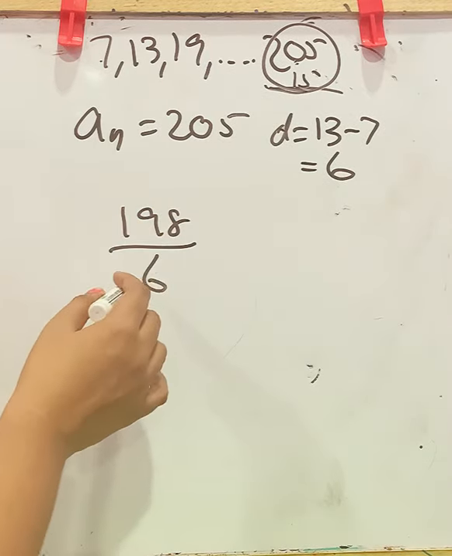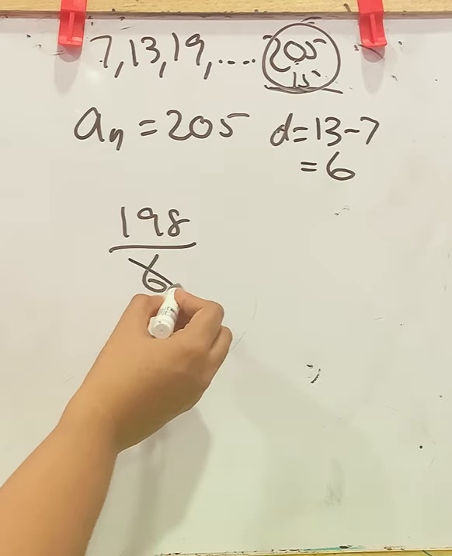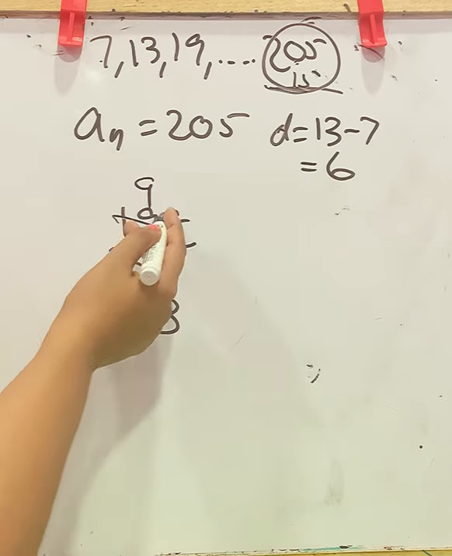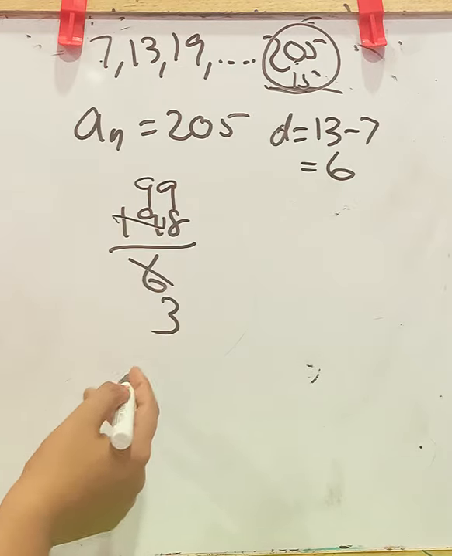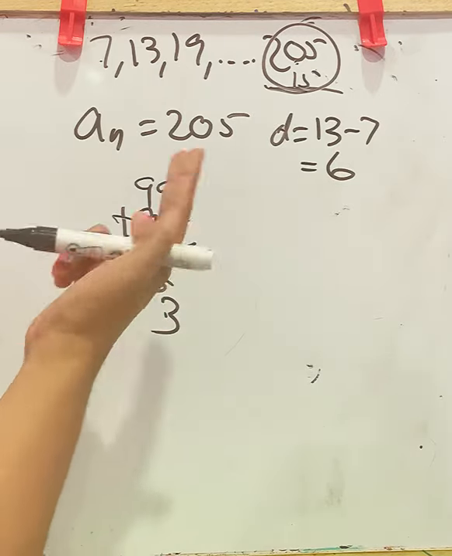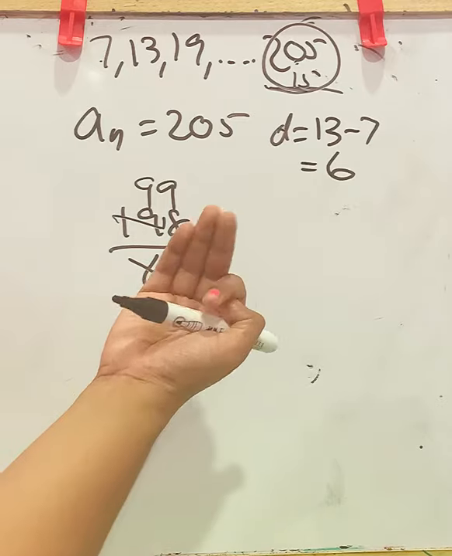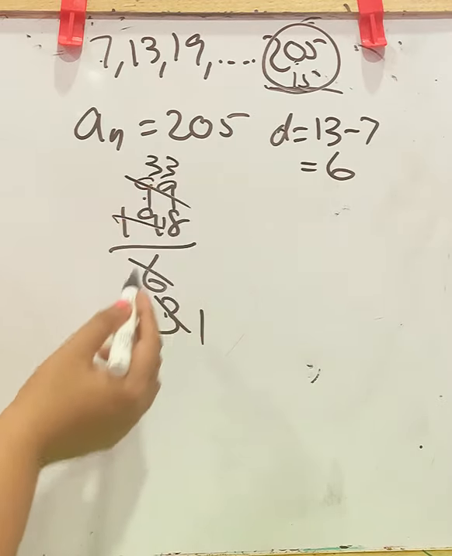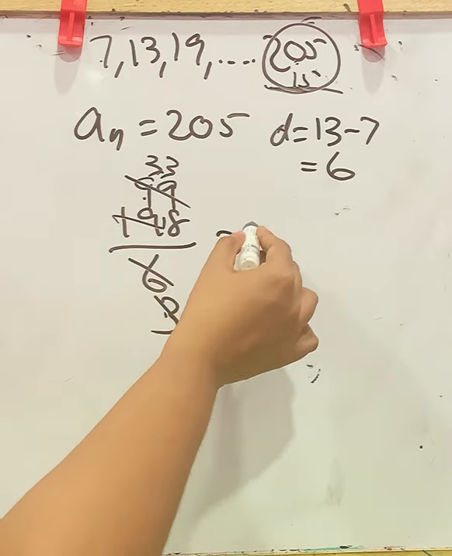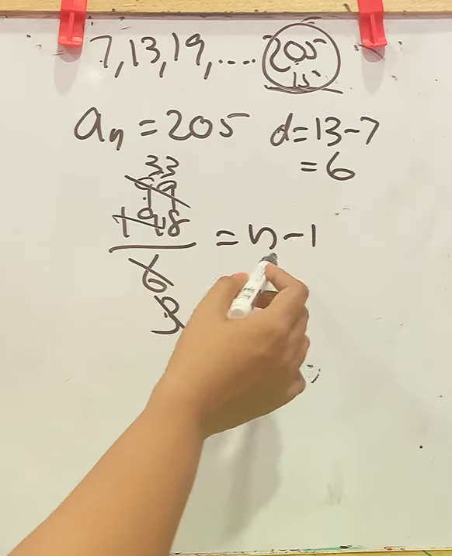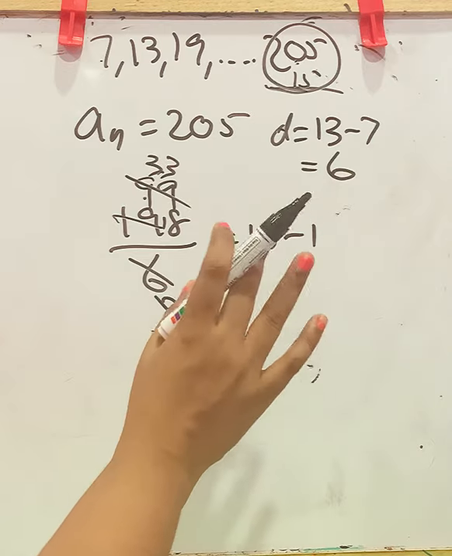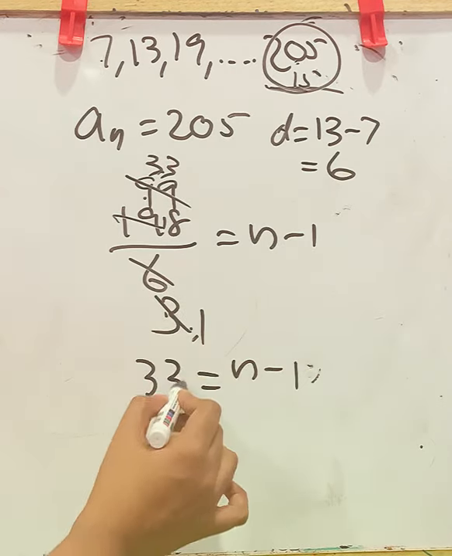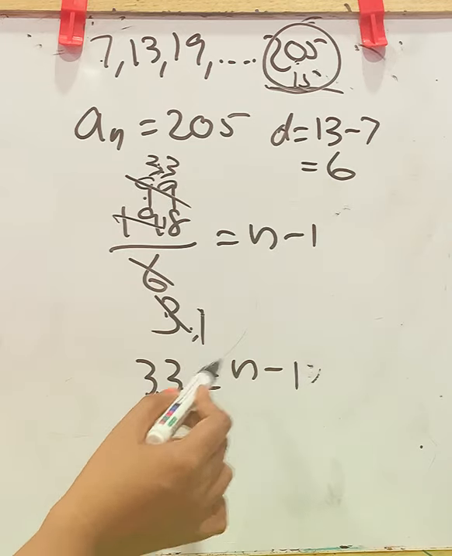198 division 6. Here 198 by 6. In this numerator and denominator 2 is a common factor. So 2 3s are 6. In 19, 2 9s are 18. Balance 1. Again 2 9s are 18. In 3 and 99, 2 is not a factor. 3 is a factor. So 3 1s are 3. Here 3 3s are 9. 3 3s are 9. 33 by 1 equal to n minus 1. Here we have n minus 1 on right side. So 33 equal to n minus 1. 33 by 1 is 33.